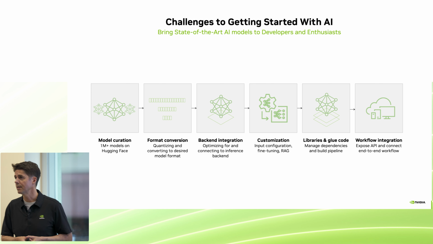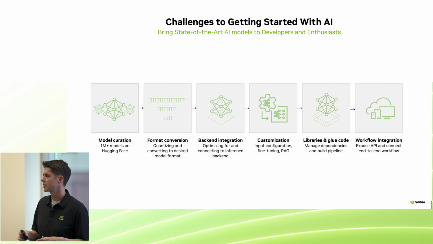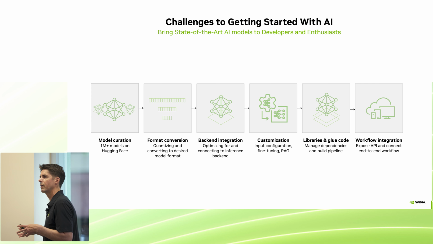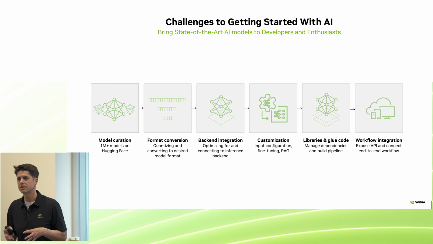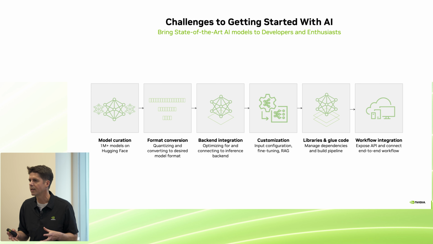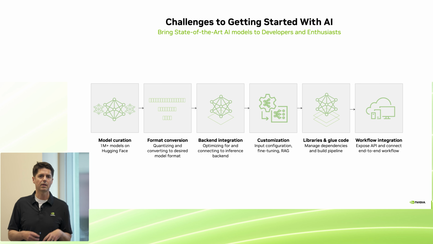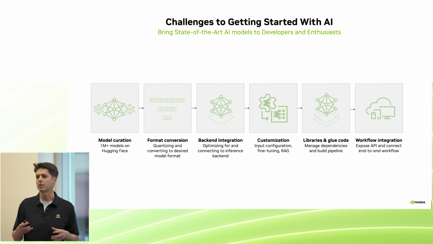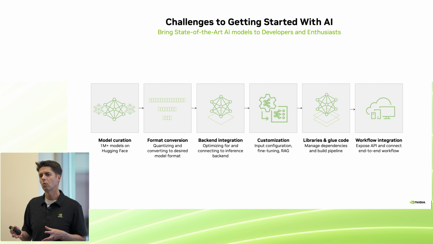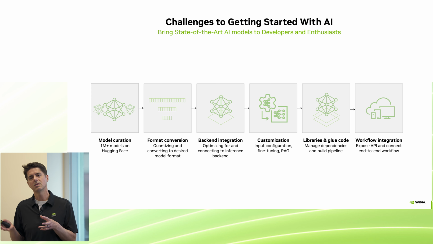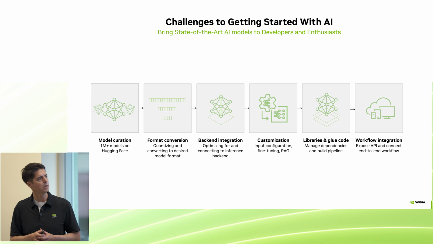Next is customization. So let's say you find a model that works generally well for the type of thing that you want to do, but you want it customized to your use case. And this could involve fine-tuning it on your data set. Let's say you're building a game character or some other kind of digital human, and you want to give it a specific personality. You want it to talk in a certain way. One way that you can achieve that is through fine-tuning the model. So that can be a challenge to do.